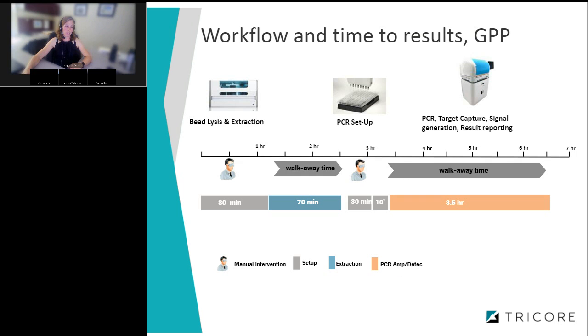So this diagram gives an idea of the overall workflow and time to results for the GI pathogen panel. Prior to setting up the platform for 96 samples, you have to do a bead lysis and extraction. Once the extraction platform is set up, you have this walk-away time where you might perform a different assay or use it in a different manner for around 70 minutes. The PCR setup takes around 30 minutes, followed by 10 minutes to set up the instrument itself. And once the instrument is set up, if you're running a full plate of 96 samples, it will take 3.5 hours.